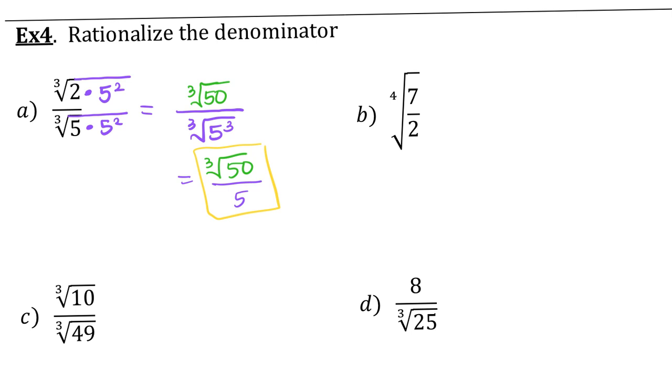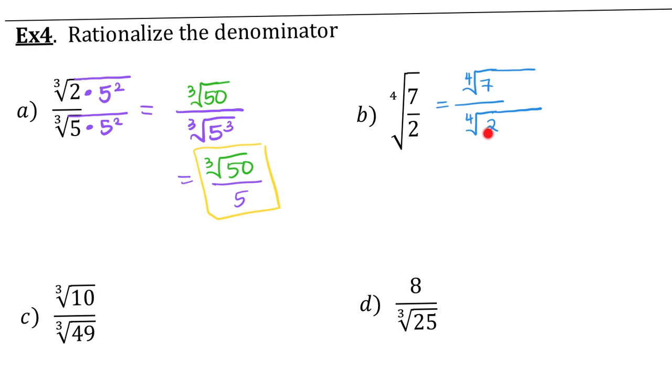Okay, let's try another one. B, it's the fourth root of 7 over 2. They've written it different, but this is the same as saying this is the fourth root of 7 over the fourth root of 2. Now if I could divide 7 by 2, I would do 7 divided by 2 because I don't like to rationalize the denominator unless I have to.